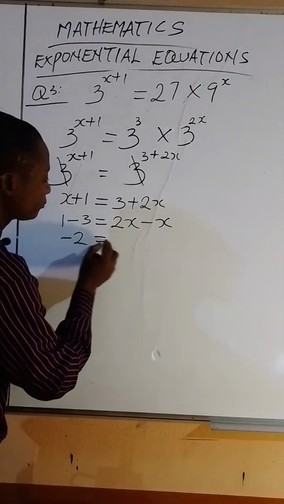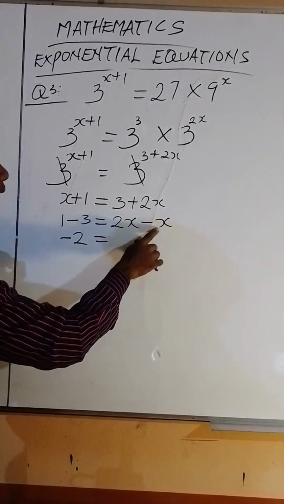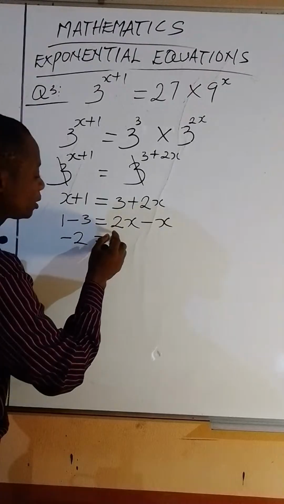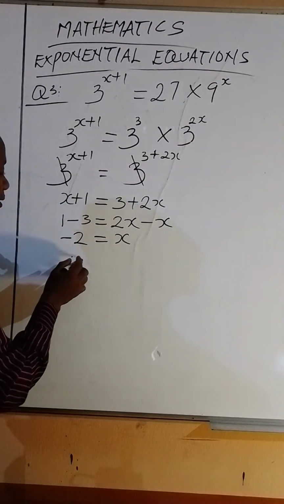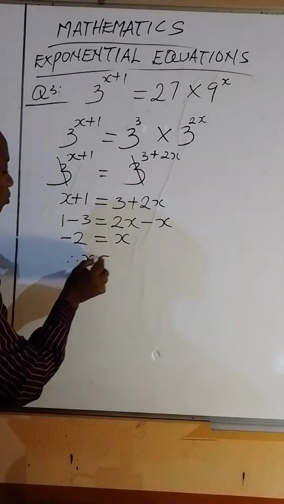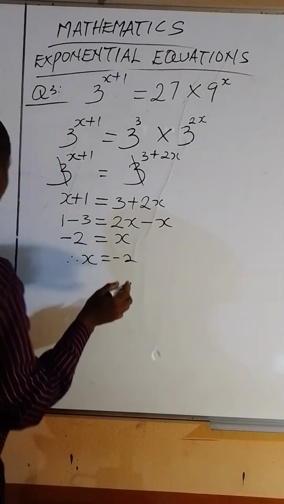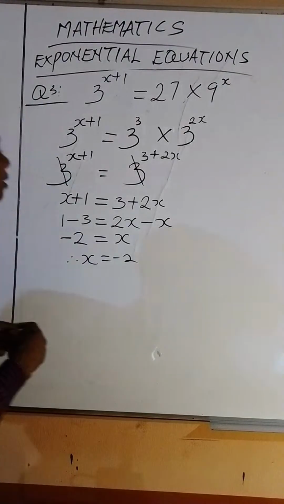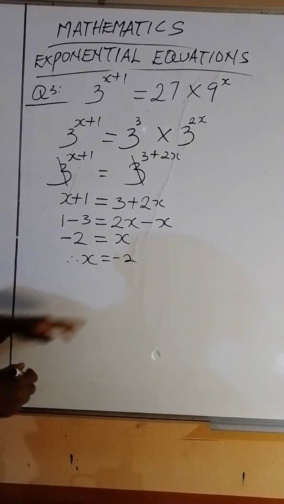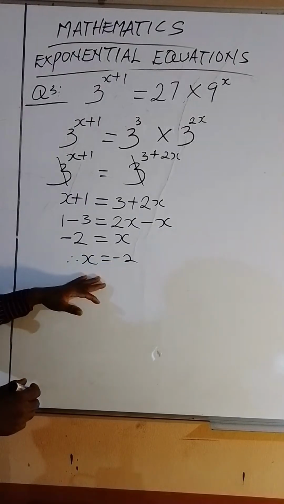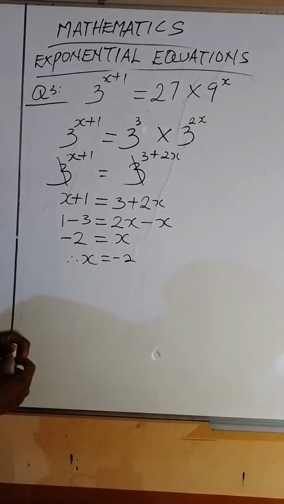Then here, we have 2x minus 1x, okay, which is x. The implication now is that x equals minus 2. So this is the answer to the third question. All right, it is as simple as this. So let me review it again.